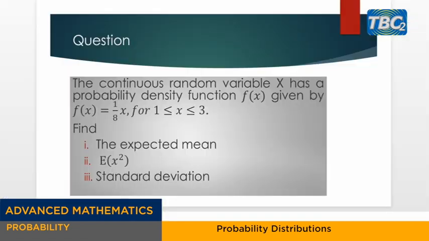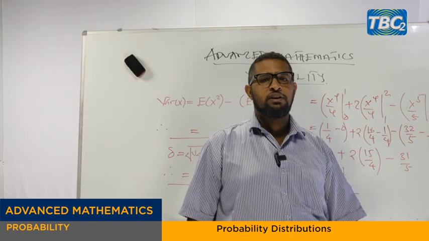Also, you may be given a question that is in the form of a linear function. The continuous random variable x has probability density function f of x given by 1 over 8x for the limit from 1 less than or equal to x less than or equal to 3. And also asked to find the expectation, the mean of the variable x, and also the expectation when the variable x is squared. Find the standard deviation.